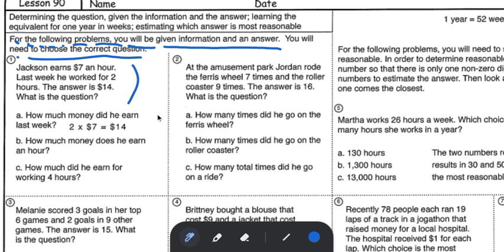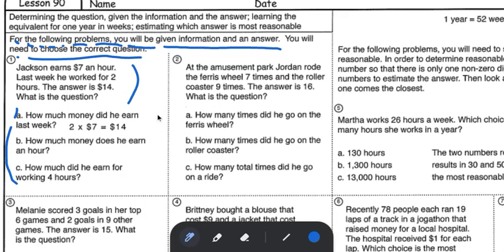So this is where we're at right here. Jackson earns $7 an hour. Last week, he worked for 2 hours. The answer is $14. What is the question? Let's look at our choices here. A, how much money did he earn last week? B, how much money does he earn an hour? Or C, how much did he earn for working 4 hours?